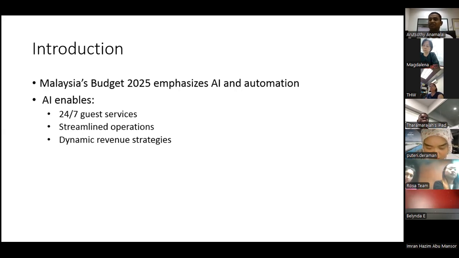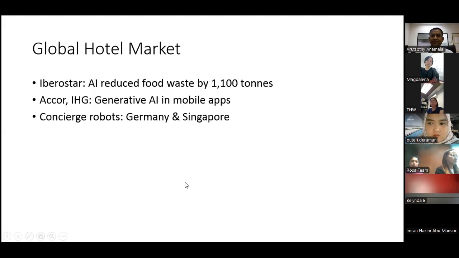Streamlined operations means task automation, reducing the timeline to respond to your client. This is what we call streamlining the operations. When we talk about dynamic revenue strategies, it means that when you find more client needs, you get a better idea of what can be provided to the audience. So these are the things that come up here. Second, when we go to global market hotels, we can see that Roster reduced food wastage by 1,000 tons by introducing the AI initiative.